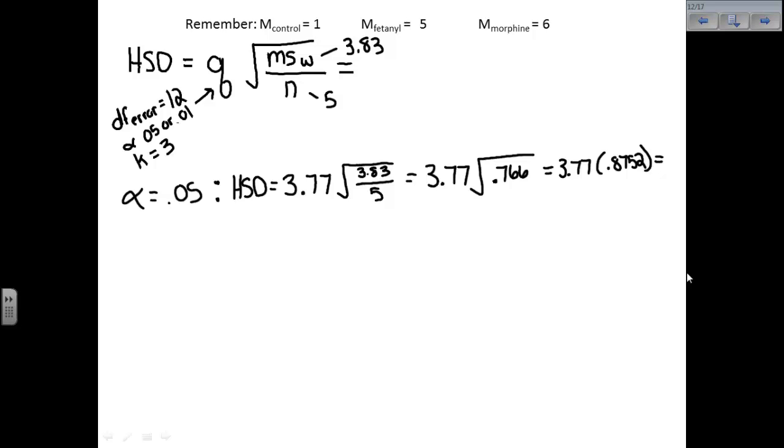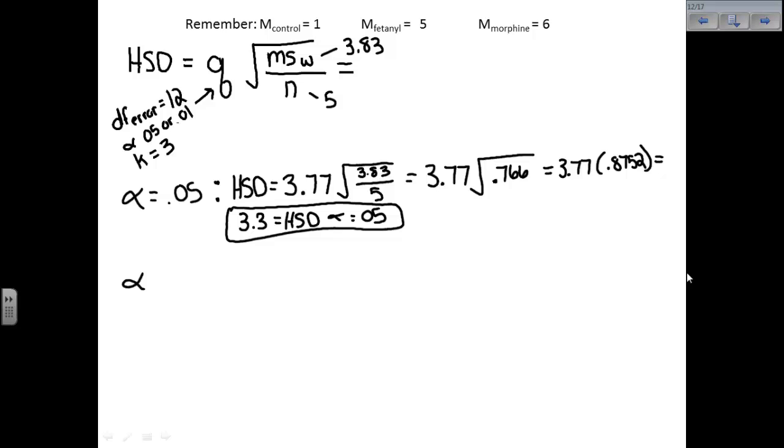That is 3.3. So 3.3 equals Tukey's HSD when alpha is 0.05. So in order to conclude there's a significant mean difference with an alpha level of 0.05, the difference between two means must be 3.3 or higher.